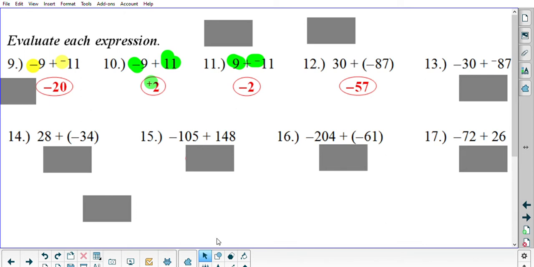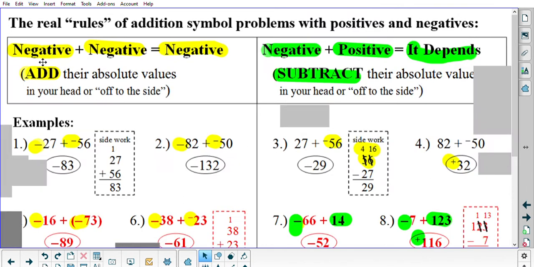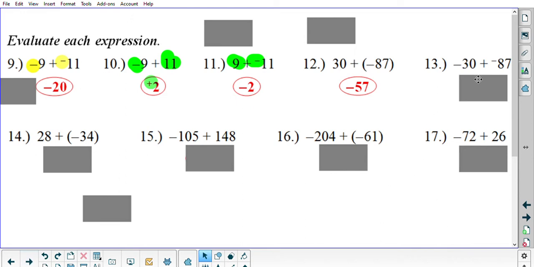Number 13, both numbers here are negative. When you have a negative plus a negative, you will add in your head, and the final answer will be negative, just like we saw on the top left of this page. So add in your head, you'll get 117. The final answer should still be negative.